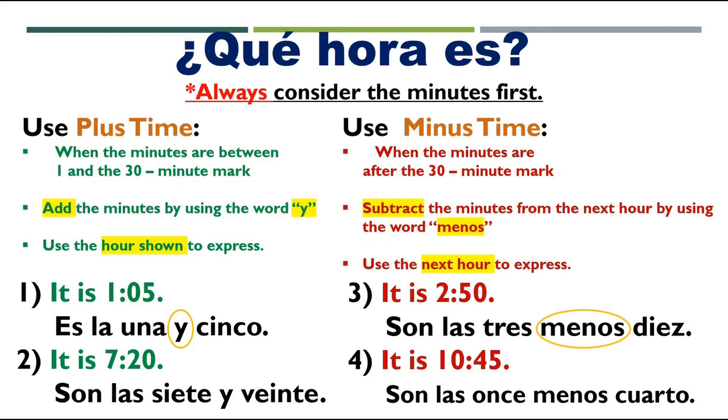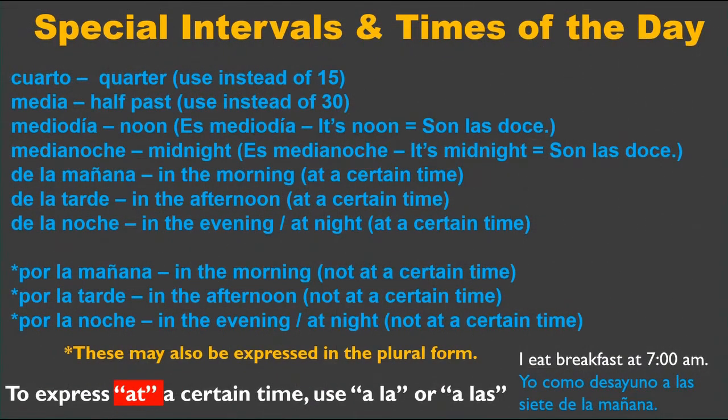What are we going to subtract? 45 from 60 equals 15. But notice I did not use the number 15. I used the word cuarto. Cuarto means quarter. 15 minutes represents one quarter of an hour. So we can use that special expression of time called cuarto. On the next slide, you will see several other special intervals and times of day.